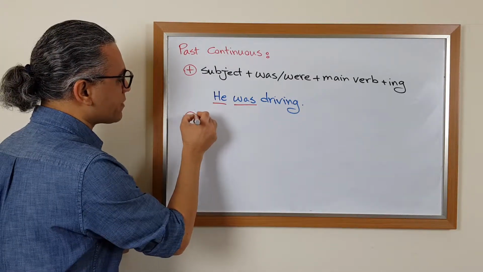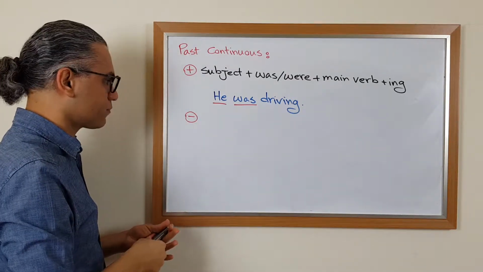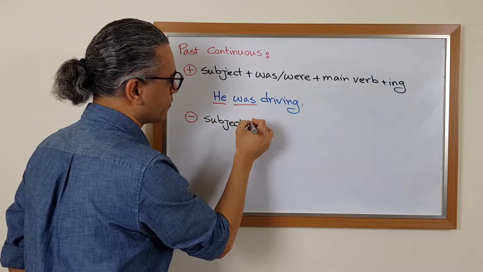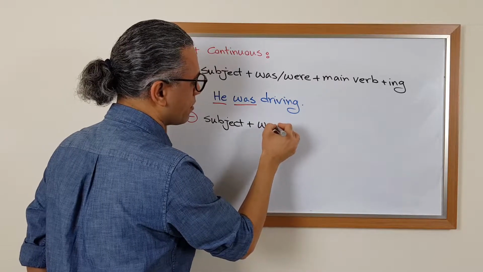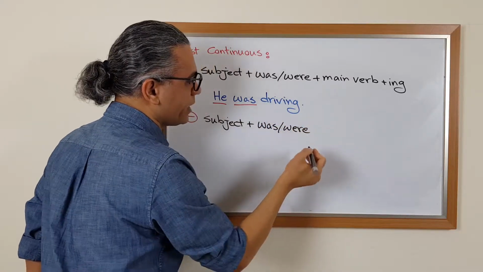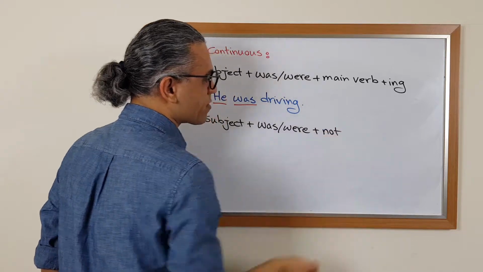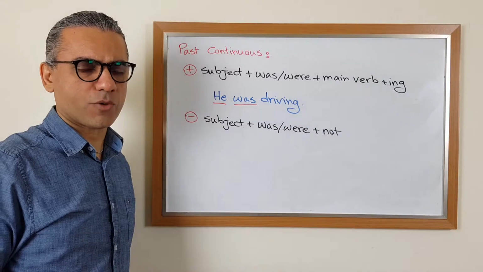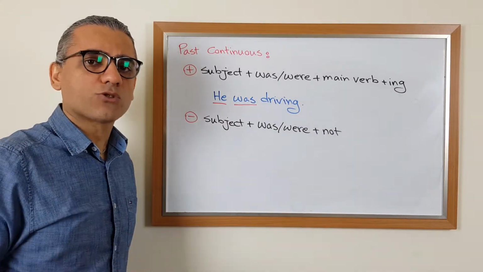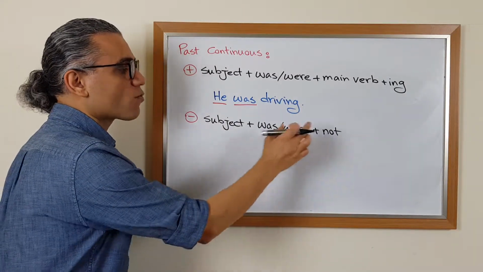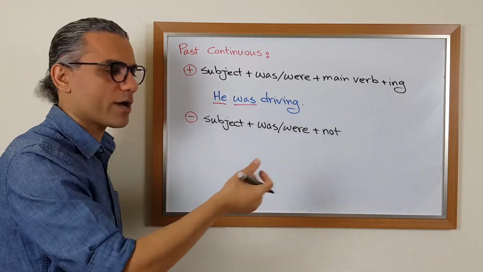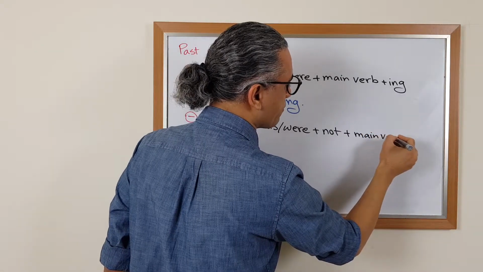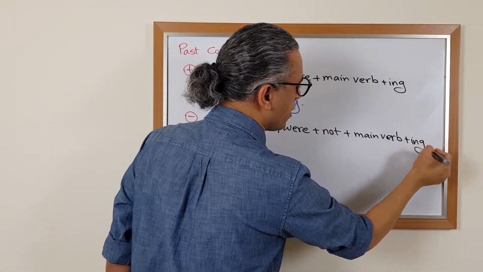Now, negative sentences. Subject plus was or were again, but this time plus not. It means the negative form of the auxiliary verb. We also could use the contracted form, like subject plus wasn't, or subject plus weren't, and plus main verb plus ing.